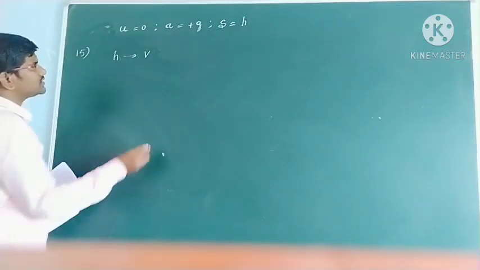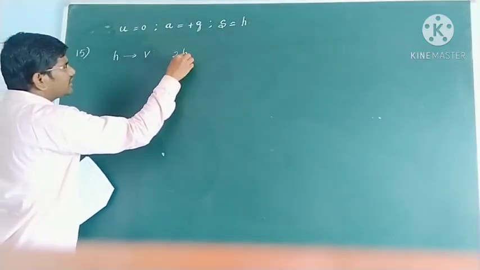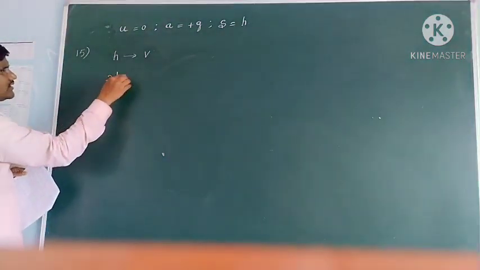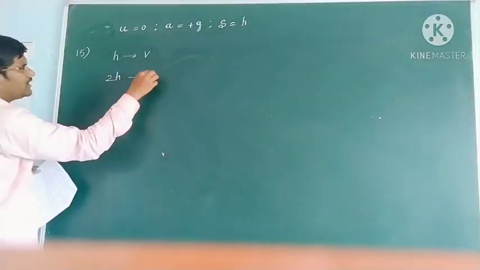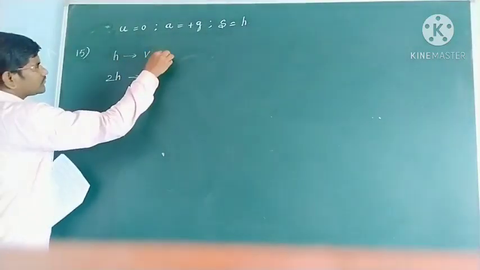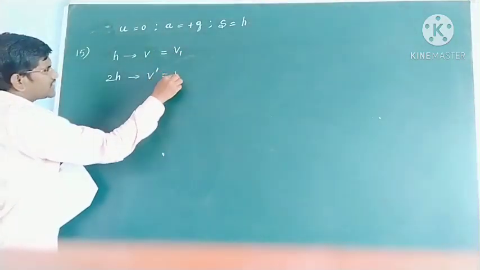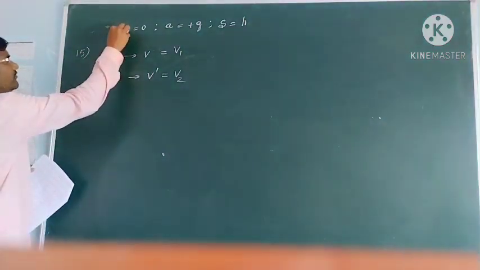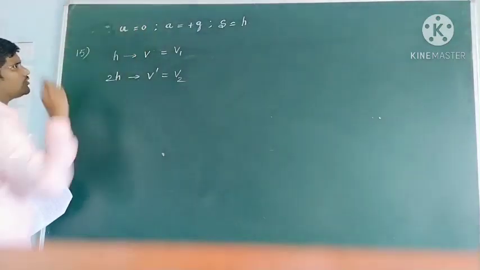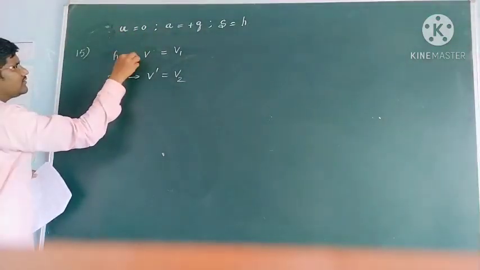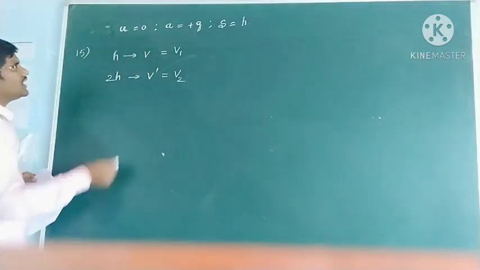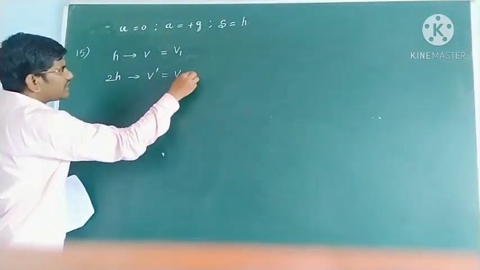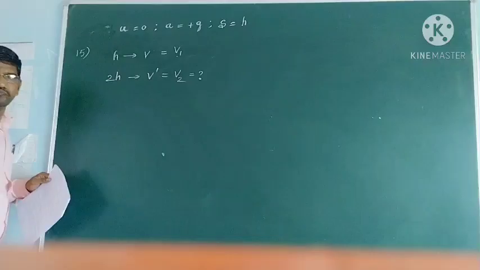So further means again it is falling, 2h distance from the starting. Okay, students. So from the starting totally 2h, and the total distance will become 2h, and we don't know what the velocity is. Let it be v dash. So consider this is v1, and consider this is v2. Okay, students. So started from 0 velocity, 0 height. After falling h height, velocity is v, and further h meters height it has fallen, means from here to here totally 2h, and what is this velocity we have to find. v1 is given v. Okay, students.